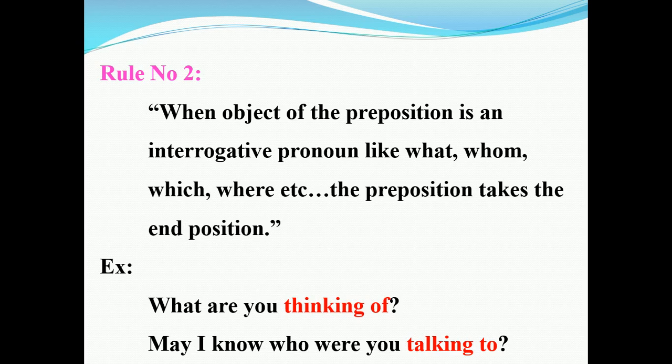What are you thinking of? Here what is the preposition? Of is the preposition, and where is the place? It is at the end part of the sentence. Again, the second example. May I know who were you talking to? To whom were you talking? So here the preposition is to, and it is coming after talking. So the second rule is clear to you, I think.